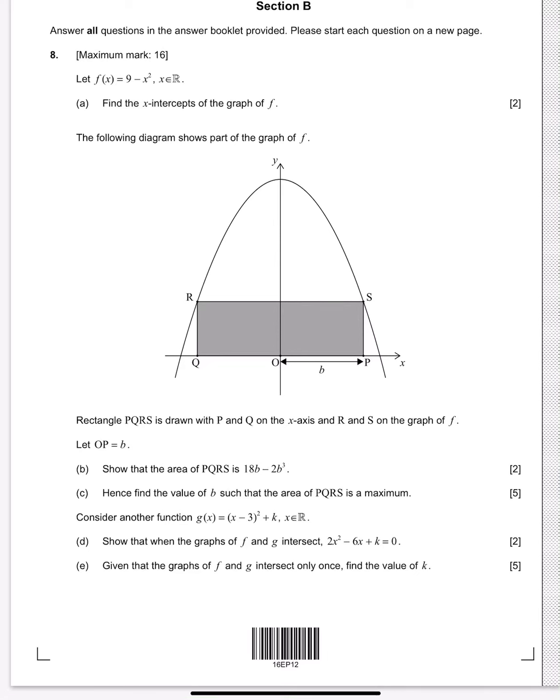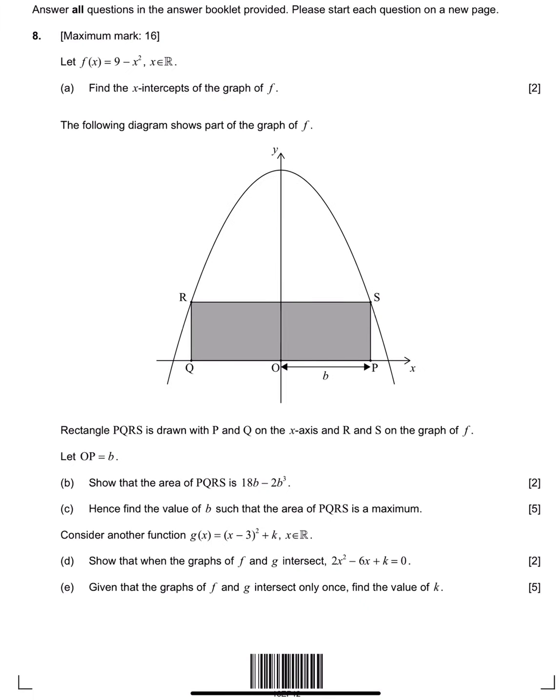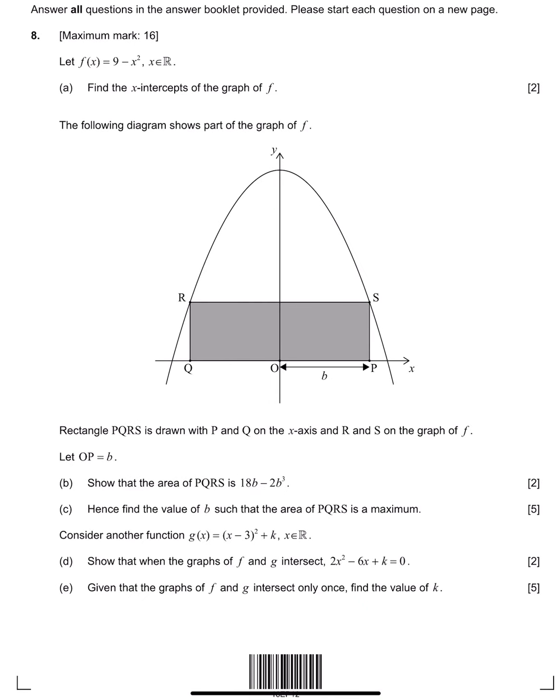So this is May 19, paper 1, time zone 1, SL, 16 points. For 2 points, find the x-intercepts, which here are this and this. The way we find those is we set f of x equal to 0. So 9 minus x squared equals 0, 9 equals x squared, x is going to equal plus or minus 3. So if we just want the x-intercepts, that's really it. x equals 3 and x equals minus 3. Those are easy 2 points.